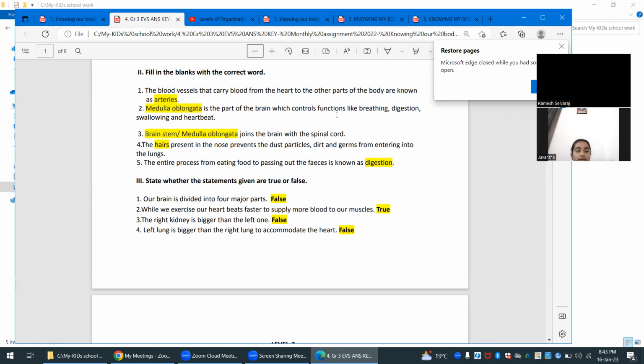Cerebrum, cerebellum, medulla oblongata, or brainstem. Okay. What are the functions of each major part? Can you tell what those functions are? For example, brainstem, what does it do?